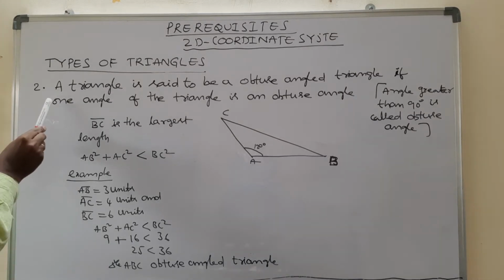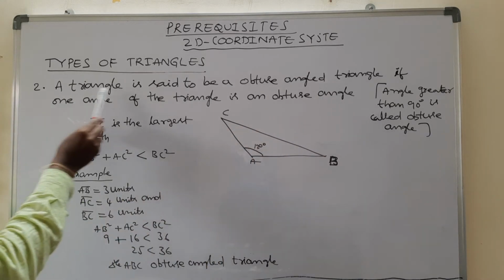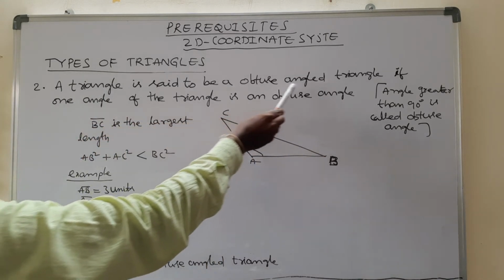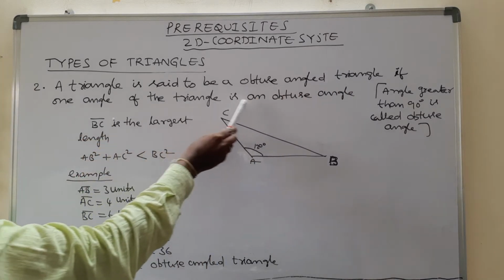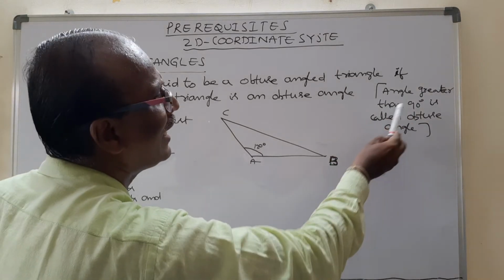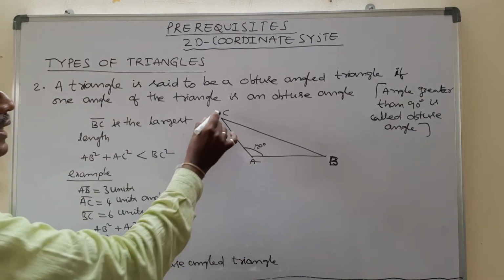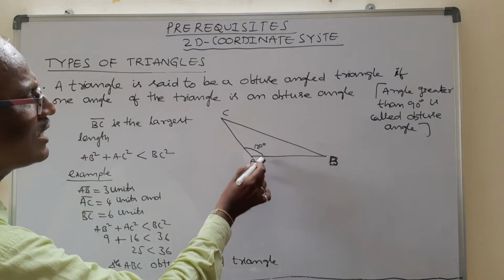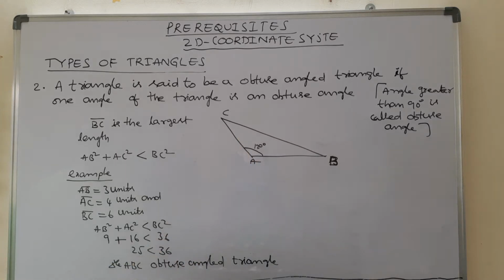Next, we discuss the obtuse angle triangle. A triangle is said to be an obtuse angle triangle if one angle of the triangle is an obtuse angle. An obtuse angle means an angle greater than 90 degrees. In a triangle ABC, here the angle is 120 degrees. The triangle ABC is an obtuse angle triangle.